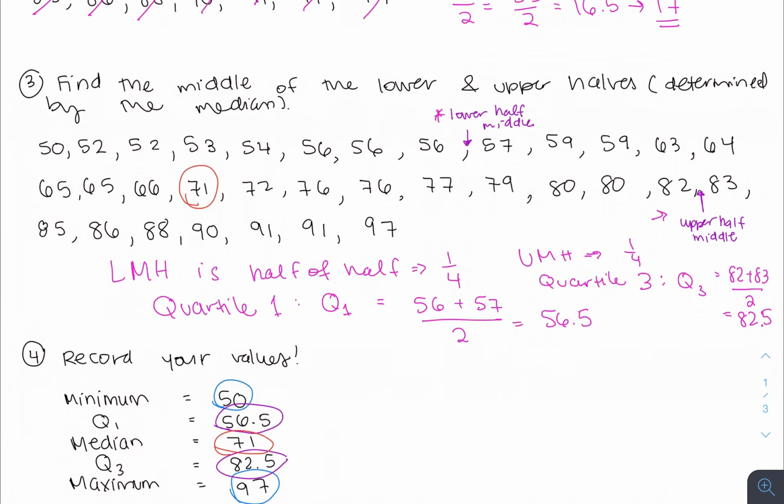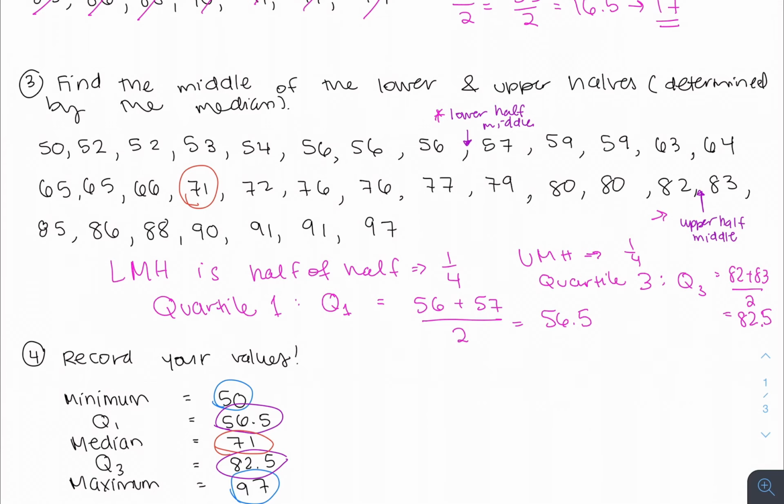Now notice that the quartiles in this case were in between 2 numbers. That's not always the case. It just depends on if your median was a data value or not. When your median is a data value, then your quartiles are going to be in between 2 numbers. If your median is in between 2 data values, then your quartiles are going to be data values. We'll practice this more as we go along, but I just want to show you this one example using the data set from before.